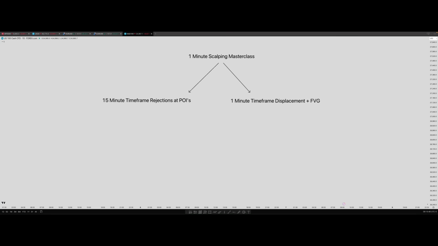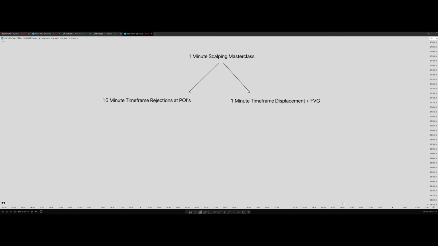Imagine taking 1 or 2 precise trades every single session, 5 minutes in the market, done for the day. That is real freedom. That is real consistency. And that's what I'm about to show you today. My entire scalping process fits into 3 simple steps.